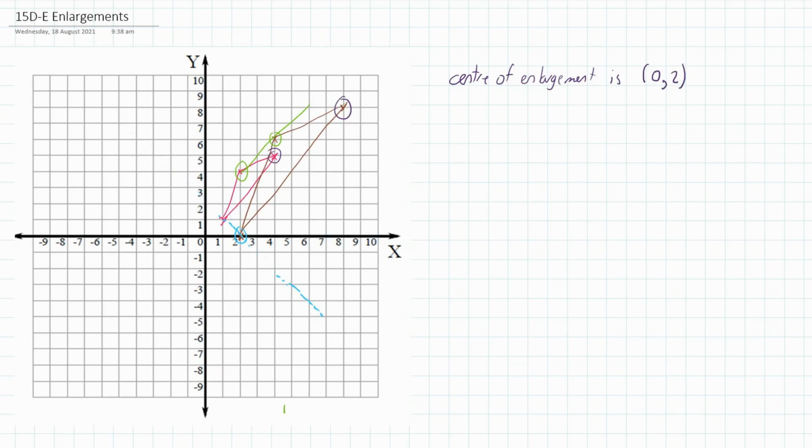Okay, now the other thing that we have to find out is what is the scale factor of enlargement. In other words, what have we done to the lengths? So if we look at this length here, it's gone across 2 and up 1, whereas this length here, which corresponds to that, has gone across 4 and up 2. So everything is being doubled. So we're going to say scale factor of 2. Okay, I hope that makes sense for you.